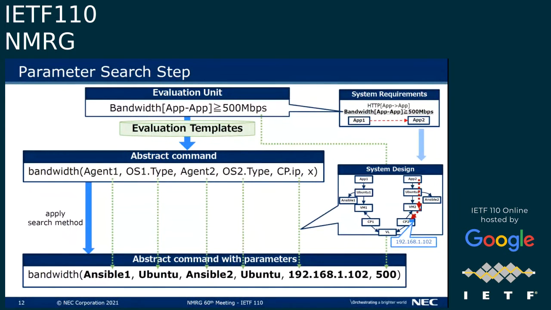The evaluation template of this evaluation unit contains a command which contains 5 parameters like agents, OS types, and destination IP address, and 1 constraint for bandwidth. After the command is obtained, the parameter searches in the system design graph are conducted by following the search method for each parameter, and acquired parameters are substituted to the syntax. Next, please.